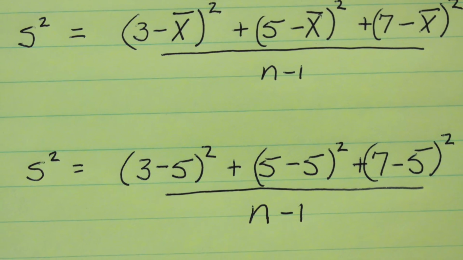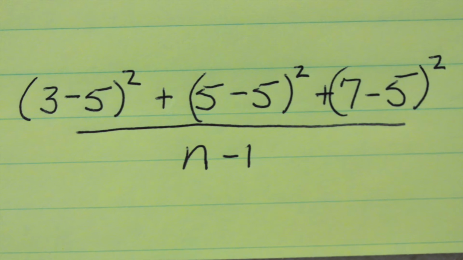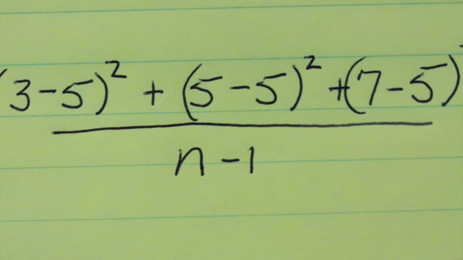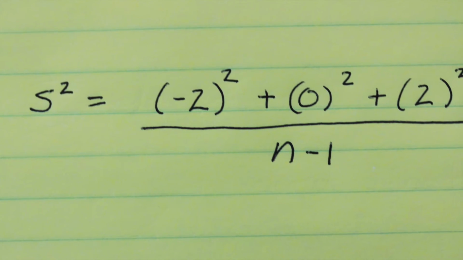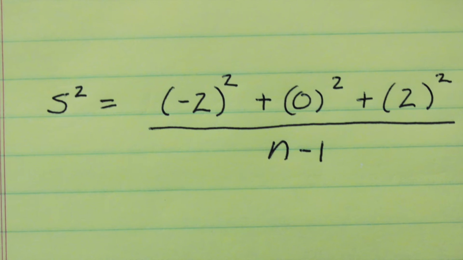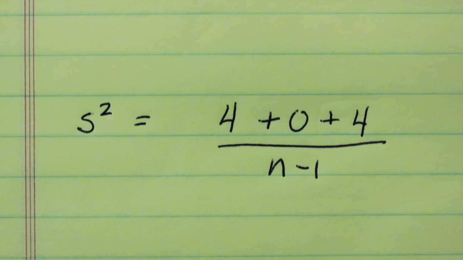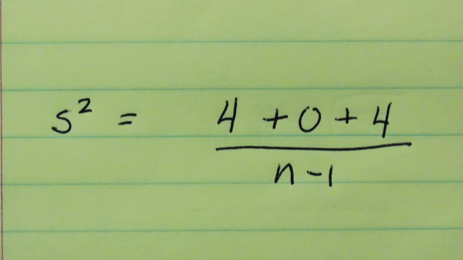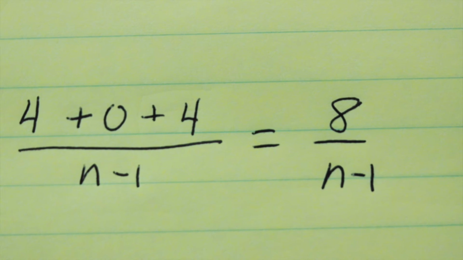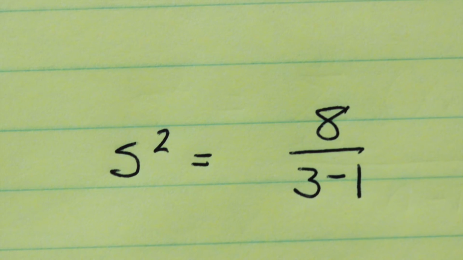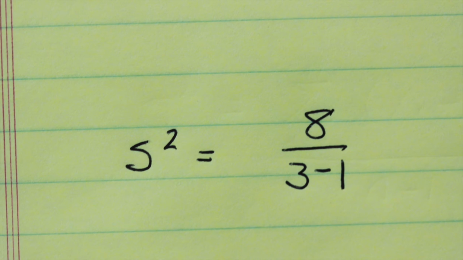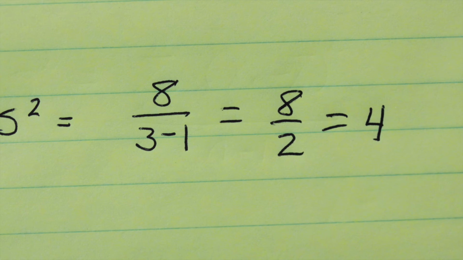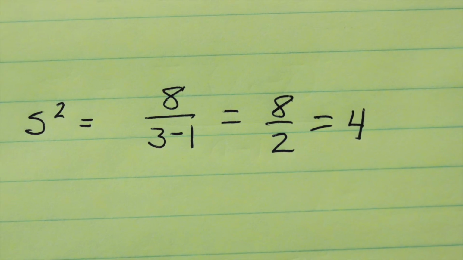Since our sample mean is 5, we can simply substitute 5 for the x bars, which gives us (3 minus 5) squared, (5 minus 5) squared, and (7 minus 5) squared over n minus 1. So our sample variance becomes (minus 2) squared plus 0 squared plus 2 squared over n minus 1, or 4 plus 0 plus 4 over n minus 1, right, which is going to be 8 over n minus 1. We have 3 observations, so it will be 8 over 3 minus 1, which is 8 divided by 2, which is 4. So our sample variance in this case is 4. Right? S squared is equal to 4.